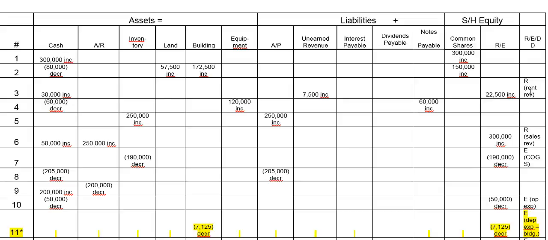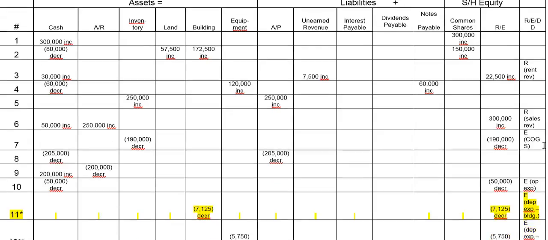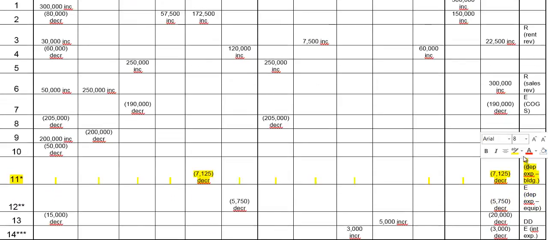Rent revenue. If I was indicating anything here that was an R, when I went back to transaction 6, I could see it was a sales revenue transaction, right? If I go back to the E's, I know in this case, in transaction 10, it was operating expenses. In 11, the E was related to depreciation expense in the building. So I'm trying to come up with names for these revenue and expense accounts because I need to put them on the statement of income.